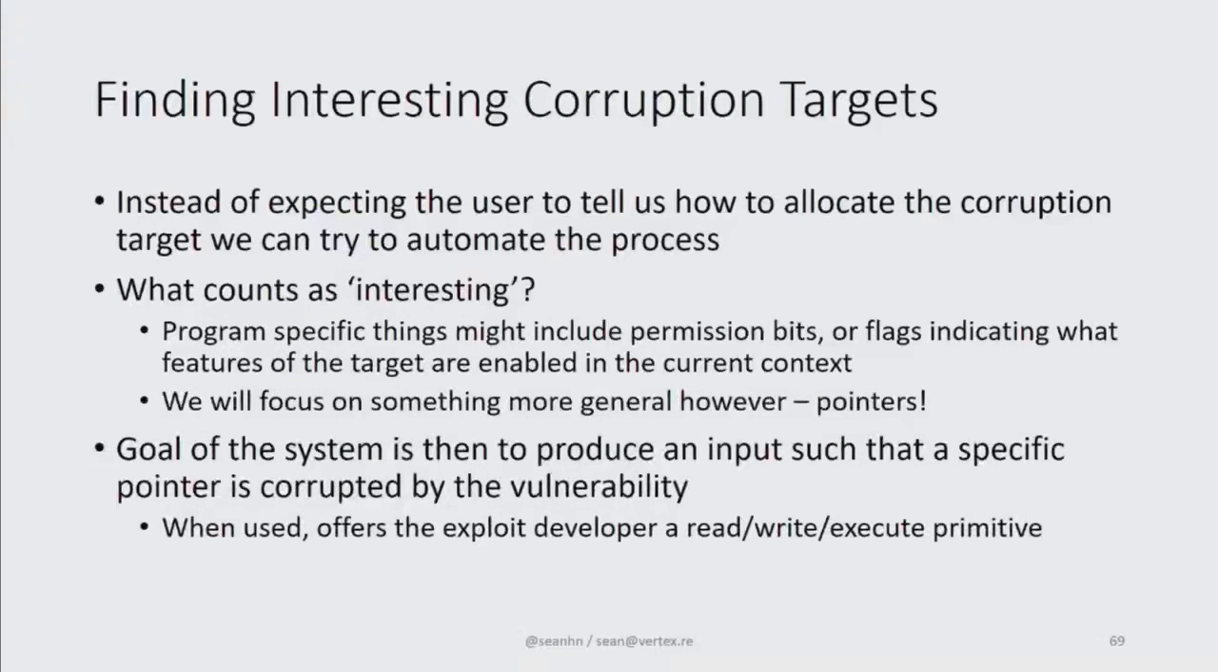The second step, which we could optionally automate, we don't have to, is finding interesting corruption targets. Sometimes the exploit developer themselves will already know this is the thing I want to corrupt, therefore they know how to allocate it. But for the sake of adding a little more automation, we can also try and figure out what are interesting things to corrupt on the heap and how do we allocate them. There are program-specific things, like permission bits and that sort of thing, but in our case we're going to focus on pointers.